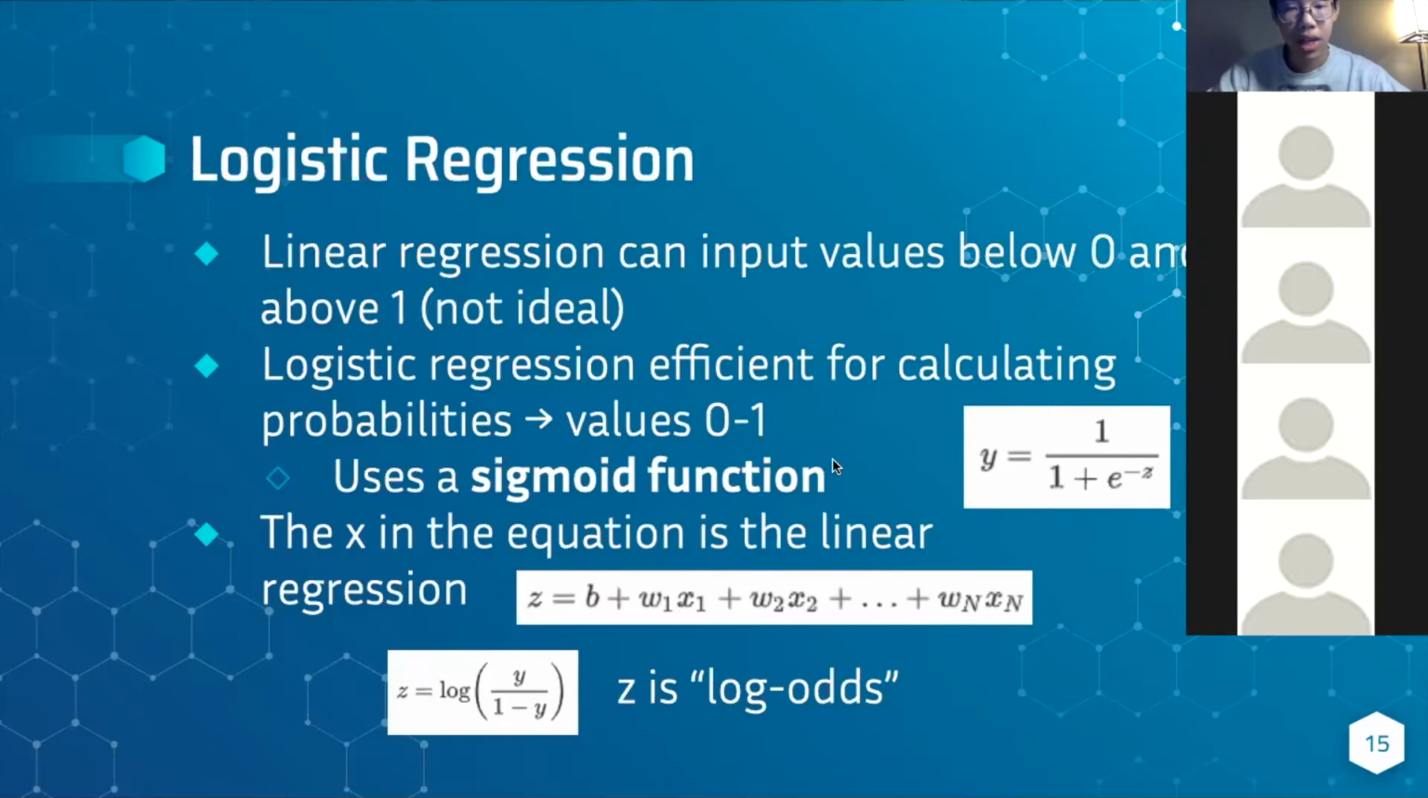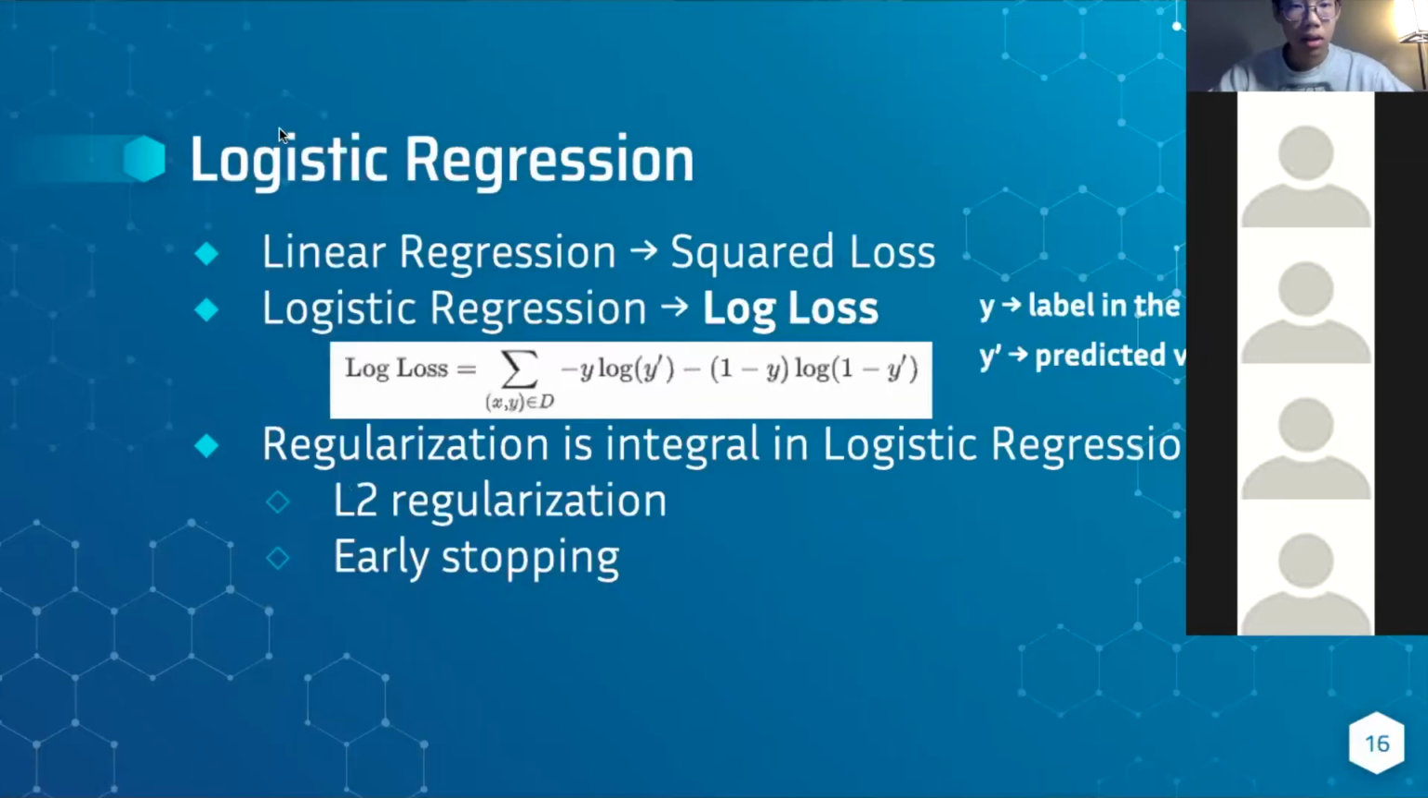So that ensures that the value we generate is going to be between 0 and 1. Okay. So in linear regression, we use something called square loss, right? We square the differences between the right value and our predicted value. And in logistic regression, we're going to use something called the log loss. Even if you haven't learned about log, it can be explained.